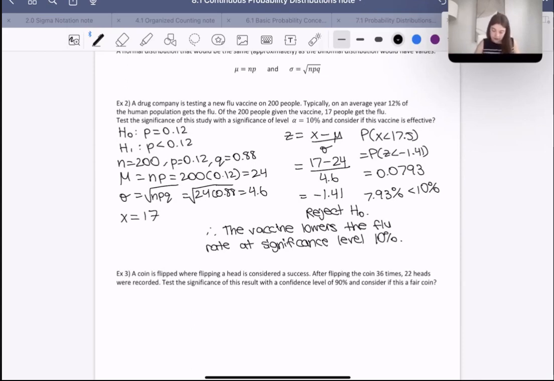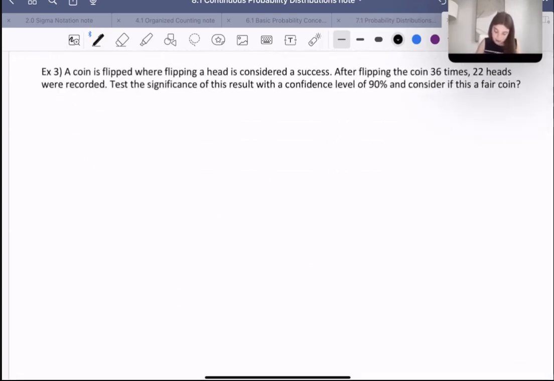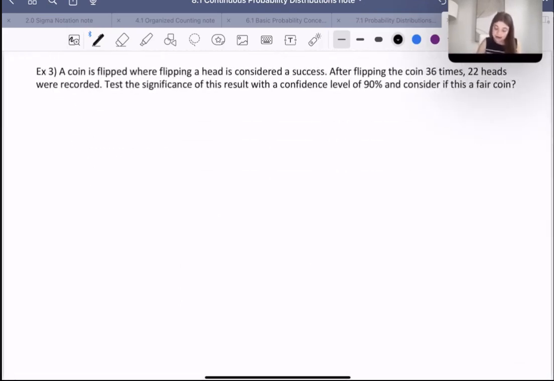Okay, let's do example 3. It says here a coin is flipped, where flipping a head is considered a success. And of course, I guess flipping a tail would be considered a failure in this situation. After flipping a coin 36 times, 22 heads were recorded. Test the significance of this result with confidence level 90% and consider if this is a fair coin.